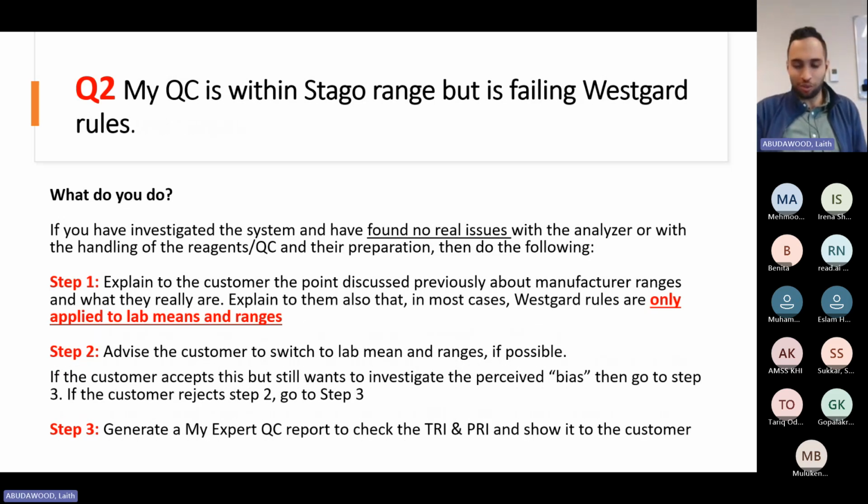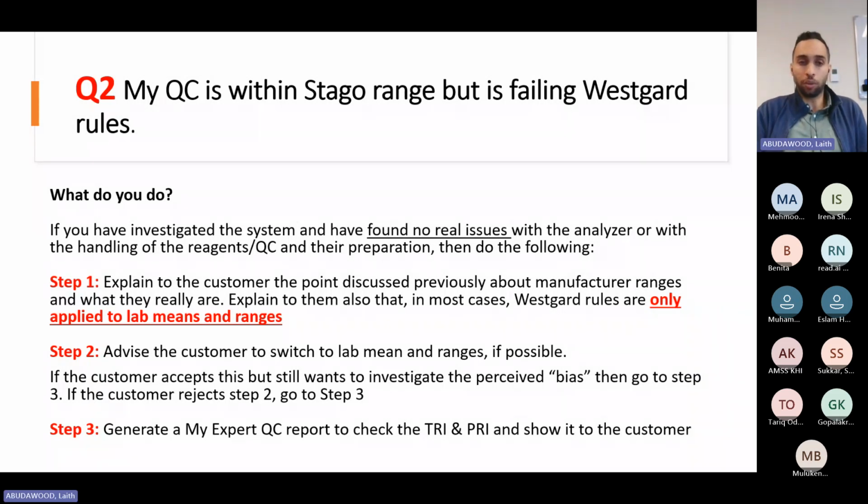Now, question 2, which will be quite interesting. Customer says, my QC is within STAGO range. That is, the customer is using the manufacturer range, but we are failing the Westgard rules. The most common one that you will face is a rule called 10x, which is 10 consecutive runs on one side of the mean. These 10 consecutive runs can be 5 runs on normal, 5 runs on pathological, a sum of 10 runs. So the customer says, my 10x rule is violated. This is the most common one that I have heard.